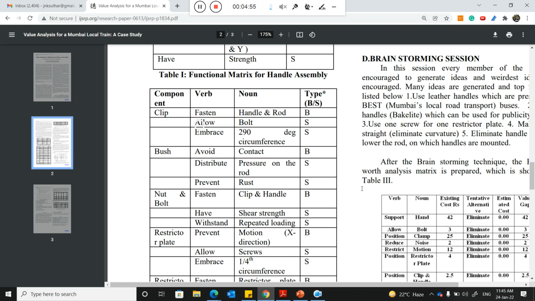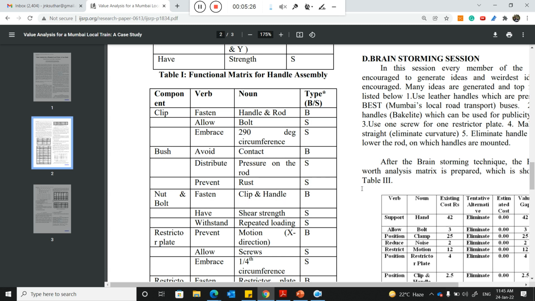Now there is the allen bolt, that is also a function, but that is secondary. Same thing when I talk about the bush: avoid contact is the primary function, so it will not create noise, that type of thing. But distribute pressure on the rod, that is the secondary function. Prevent rust is also a secondary function. When I talk about the nut and bolt, it is used for fastening clip and handle, so that is the primary function.